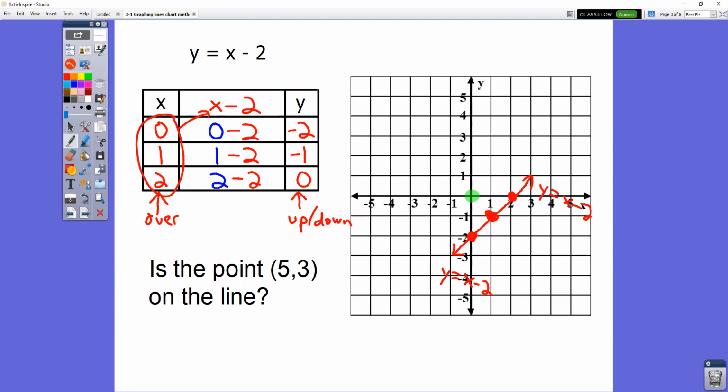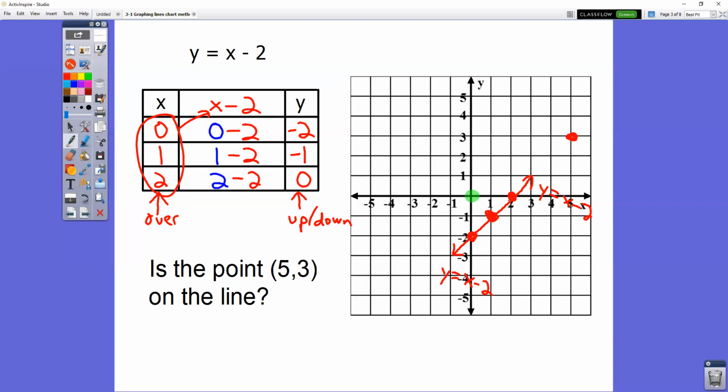Then you're going to have a third part, which is going to ask you a question. It says, is the point (5, 3) on the line? Now, sometimes you can figure it out just from the graph of the line. (5, 3): over to 5, up to 3. They want to know, is this point on the line? Now, you can do it one of two ways. You can do it graphically.